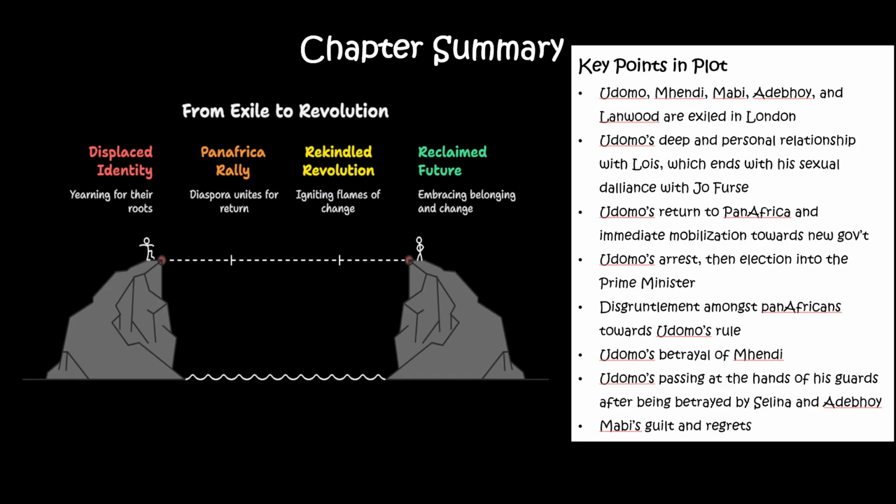Eventually, though, Udomo returns to Pan-Africa after fellow exile Richard Adebhoy has been in the country for a while, mobilizing resources for Udomo's return. At first, upon his return, Udomo faces resistance from the local chiefs who refuse to be a part of the revolutionaries' work towards independence. In addition, Udomo struggles with the merchants who have funded his return home and his paper.